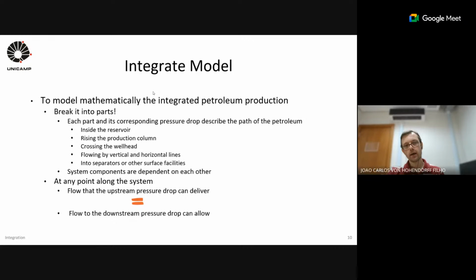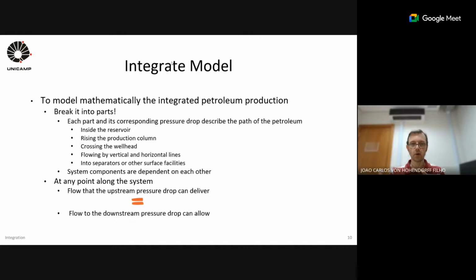To guarantee the material balance of our system, along the system, at any point, we need to guarantee that the mass flow that enters this point is the same as what leaves this point. So I need to guarantee the mass balance, okay? And I need to guarantee the difference of the pressure drop.